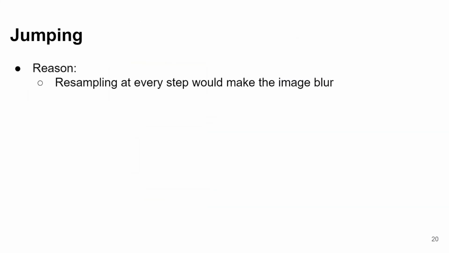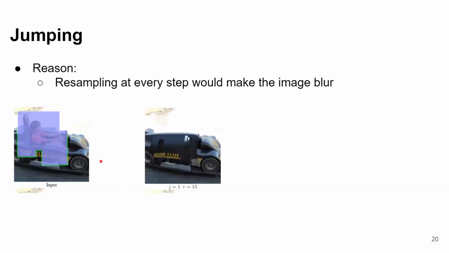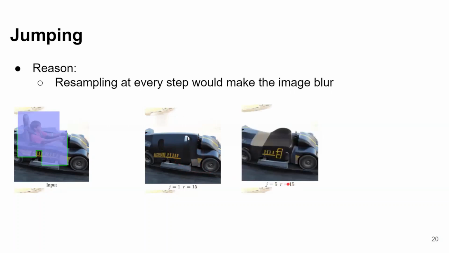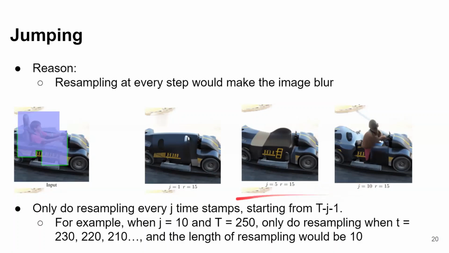Another concept is jumping. The reason is that if we do this resampling at each step, it will make the image blur and it will fail to create complex features. For example, you see here, here's the input and we want to mask out this little kid on this cart. When j equals 1, which means we do the resampling at each step, you see the feature is really smooth. There are almost no complex features in this area. And as we increase the jumping length, you see more complex features showing up.